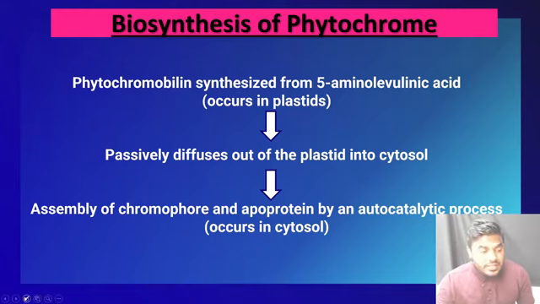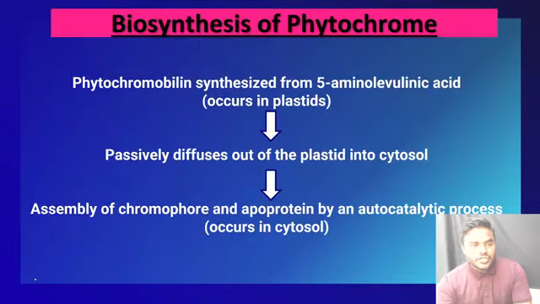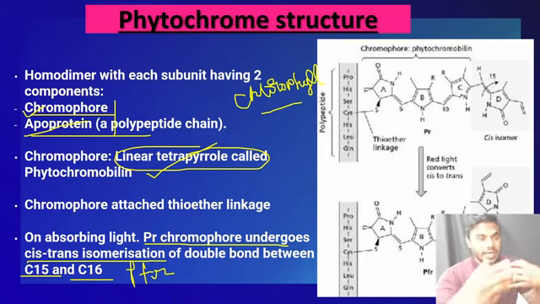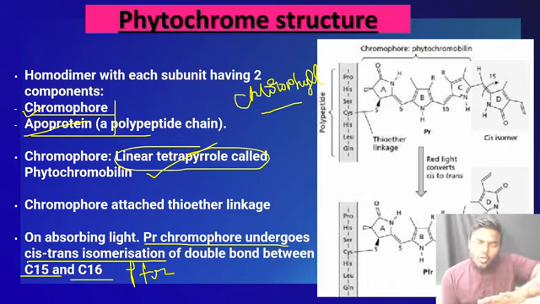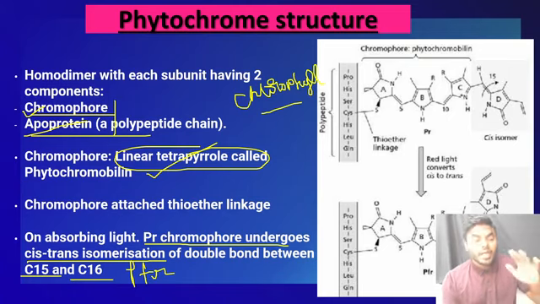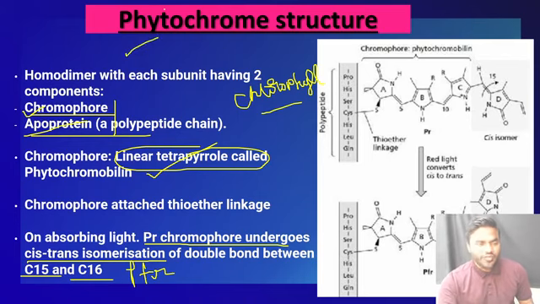Now, friends, how does this phytochrome get synthesized? You people should not confuse. Don't think that chromophore and apoprotein join together immediately and synthesize the phytochrome. That is a wrong statement. Listen to my words carefully. Chromophore is synthesized separately. Apoprotein is also synthesized separately, but the chromophore and apoprotein join together and only then do they give rise to the phytochrome.